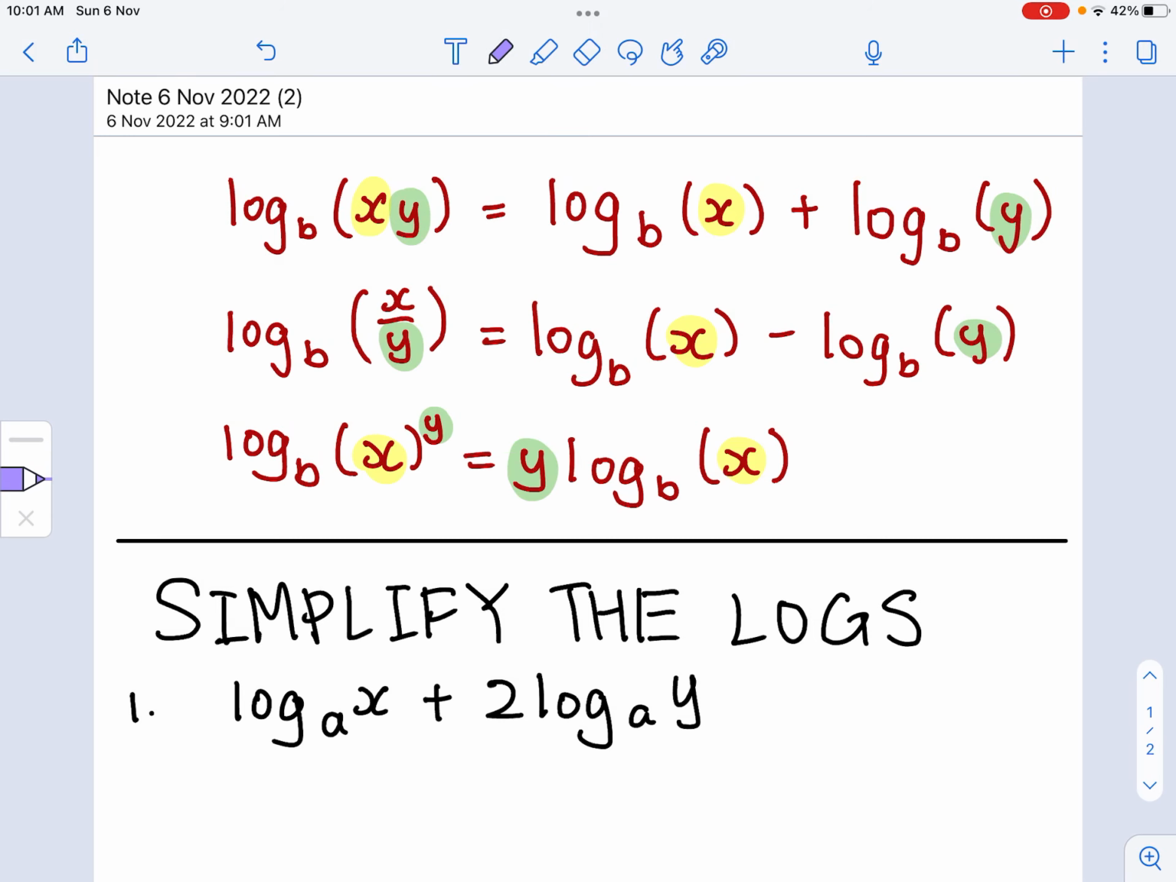Hi, so I know I haven't been posting lately, but today is mainly about logs and the three major properties that we can use to simplify them.